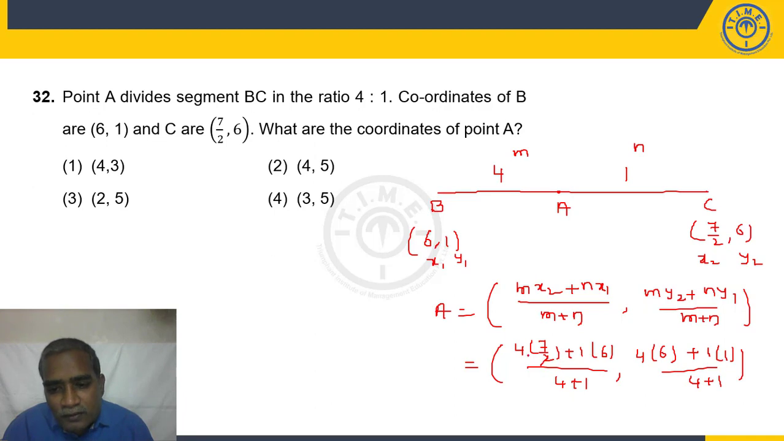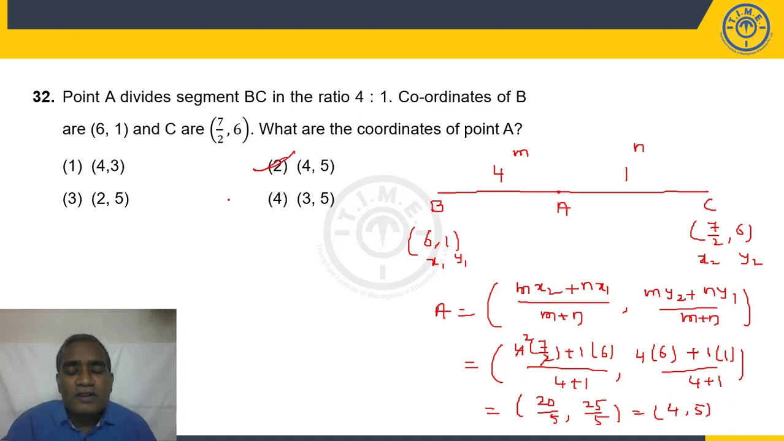2 ones are 2, 2 twos are 4... 7 by 2 times 4 is 14. 14 plus 6 is 20. 20 by 5, comma, 24 plus 1 is 25, 25 by 5. That is equal to (4, 5). That is there in the second option. (4, 5) is the correct answer. Clear? Right.